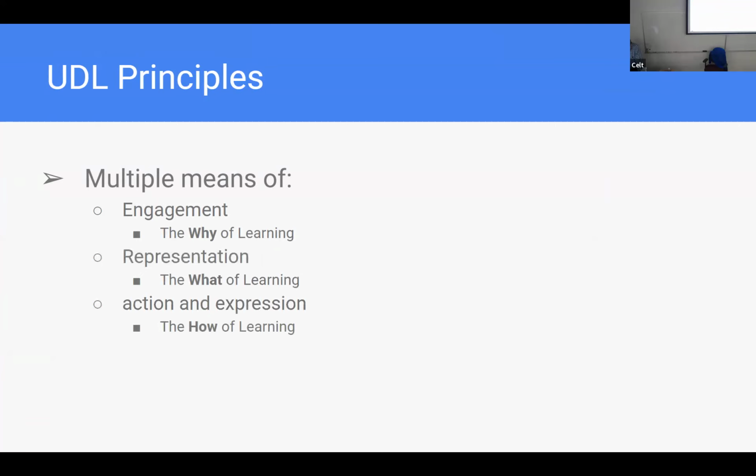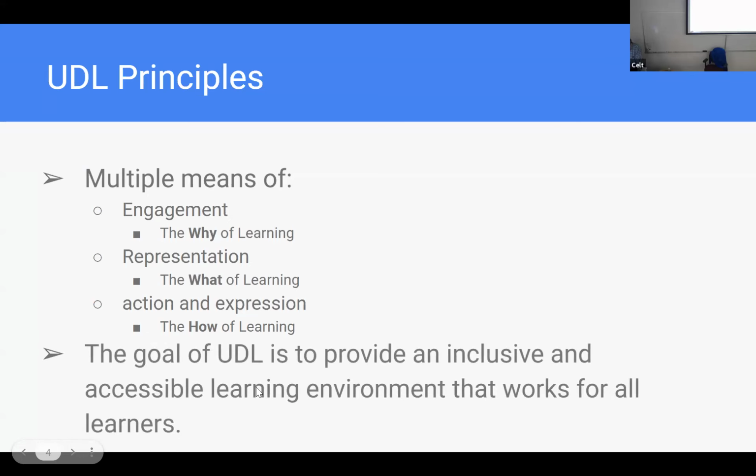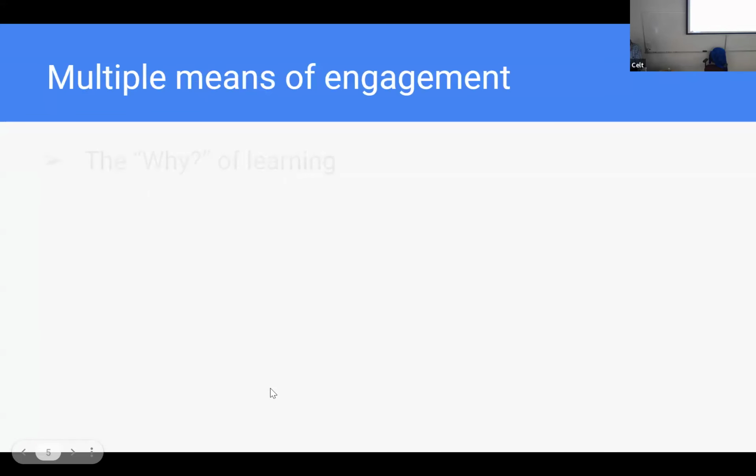There we go. No, I actually misstated this a little bit. Multiple means of representation is generally the what of learning, what we use to help students learn: the materials, the readings, the assignments, the videos, whatever. And action and expression is how they learn. That's where students are actively engaged with the material. And the goal, again, is to provide that inclusive and accessible learning environment that works for all learners.